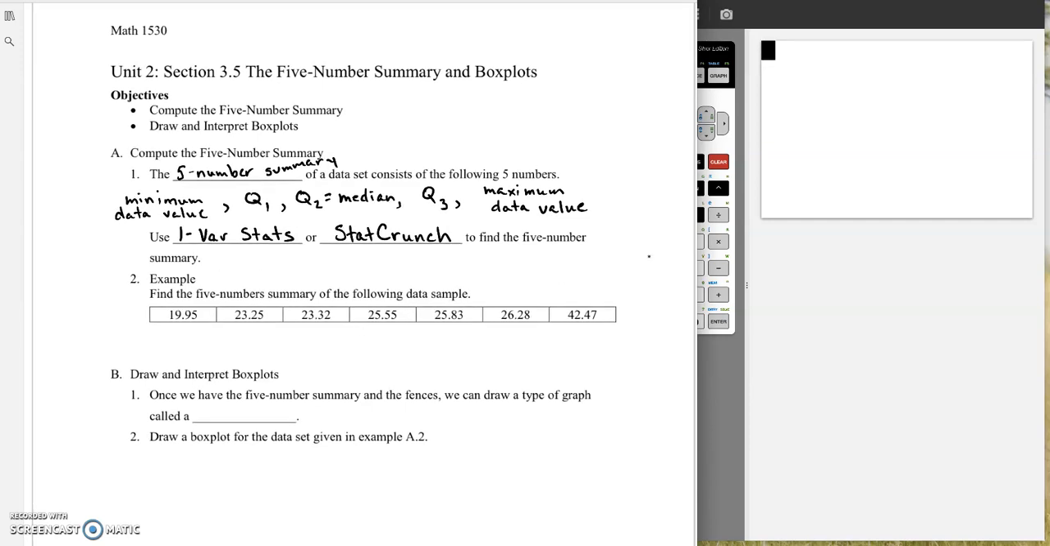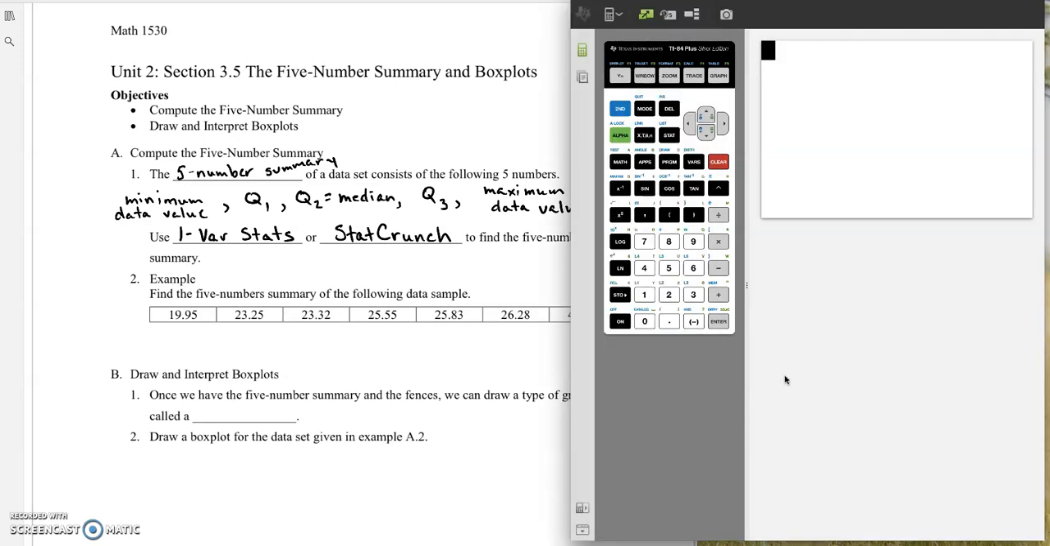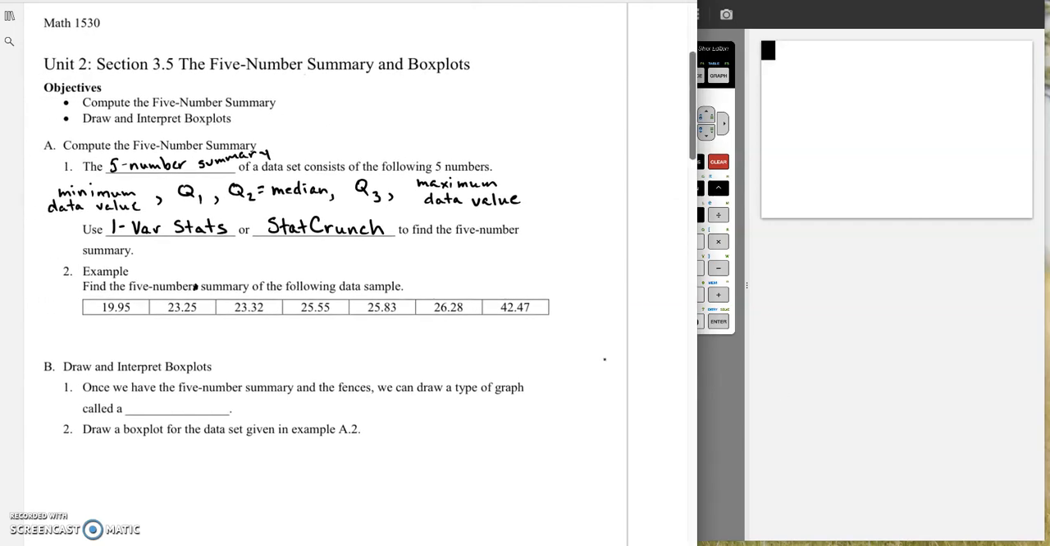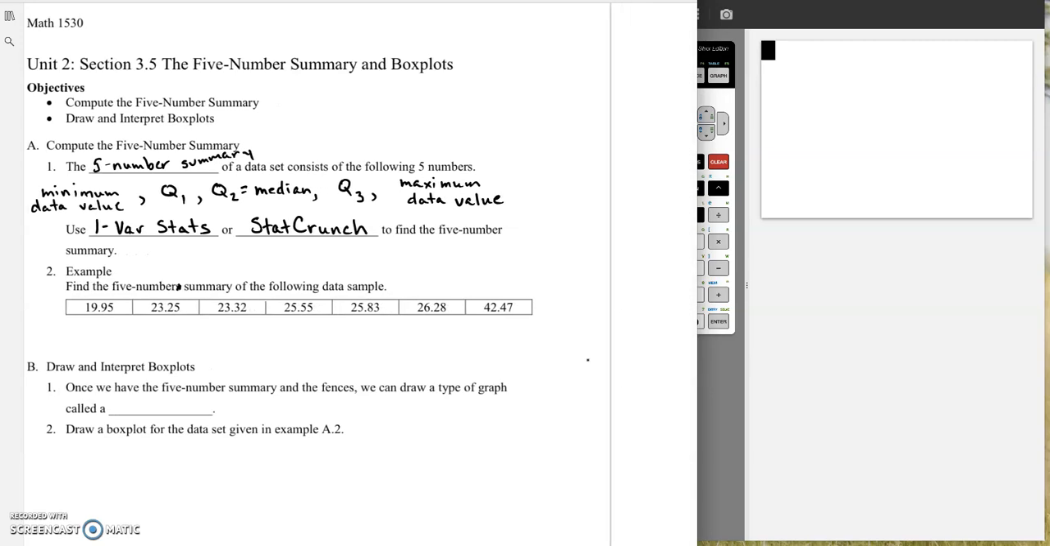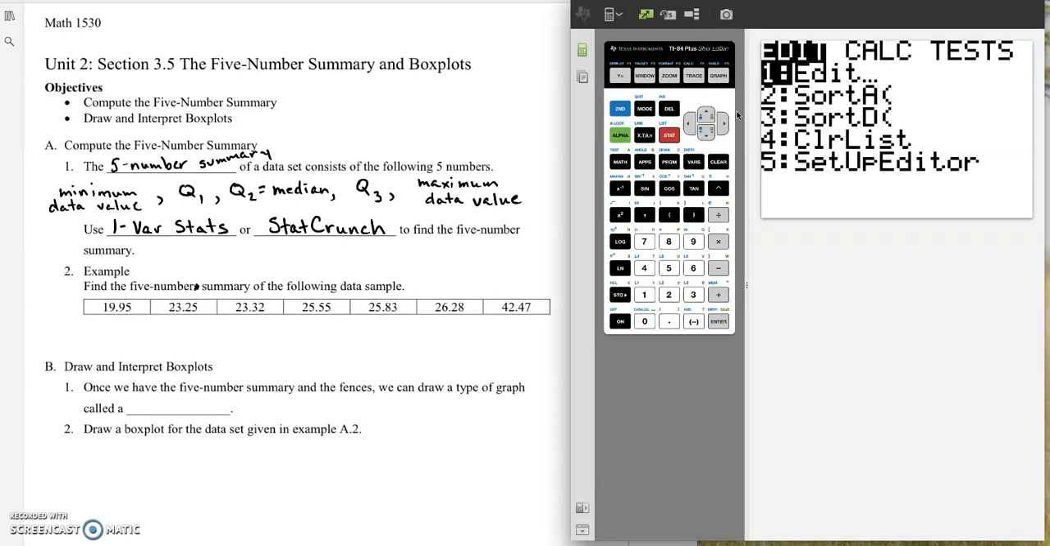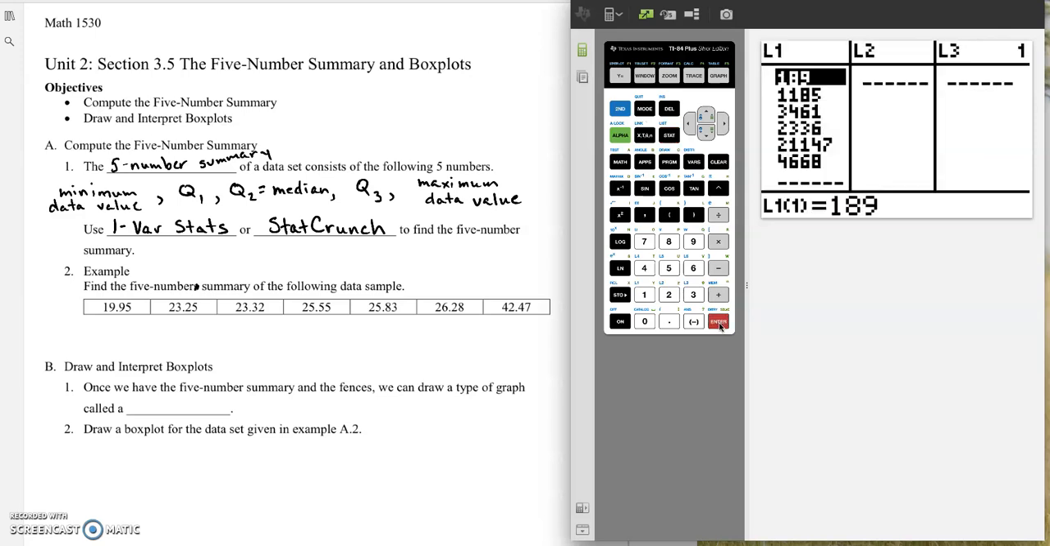So, for example, let's find the 5-number summary of the following data sample. Whoops, sorry. So we're going to go to our calculator, and we need to put data in the list. So stat, and then enter, because we're already where we want to be. And I need to clear that list out, so highlight L1 and then clear enter. And now let's put the new data in.